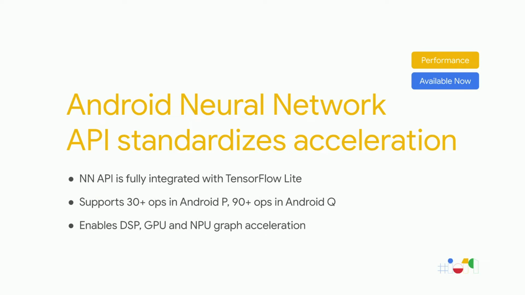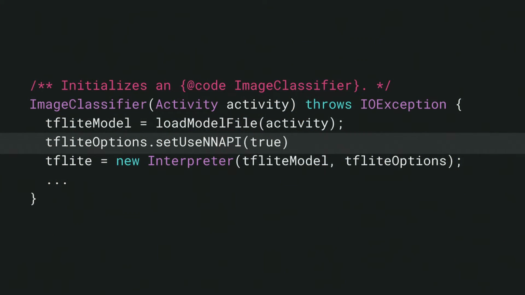So now that we've spoken about the delegation API, the Android Neural Network API uses it to standardize hardware acceleration across the Android ecosystem. In P, it supports around 30 graph operations, and in Q, it will have more than 100, and support use cases like image, audio, speech, and others. For example, you could achieve 9x latency improvement on the ML Kit face detection model using the NN API. And it's really easy to use. You just flip the setUseNNAPI flag to true, and you're done. Your graph will accelerate where possible using the NN API.